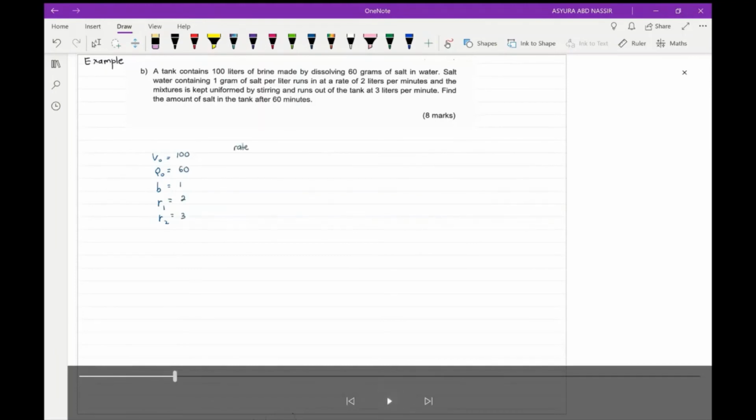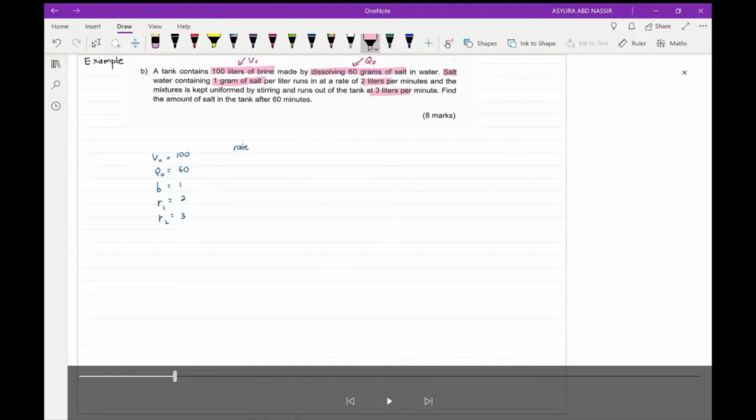So here we have 100 liters of brine and dissolving 60 grams of salt. So this is your V naught and this is your Q naught. And we have salt that enters the tank at 1 gram of salt per liter. And then we have rate in is 2 liters per minute and rate out is 3 liters per minute.